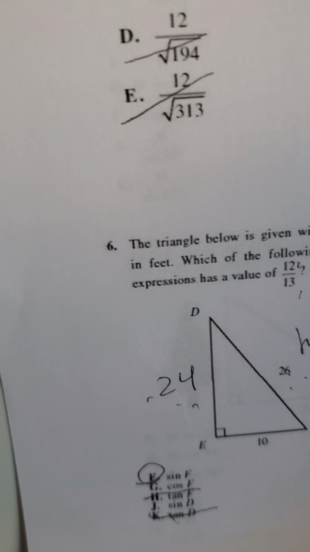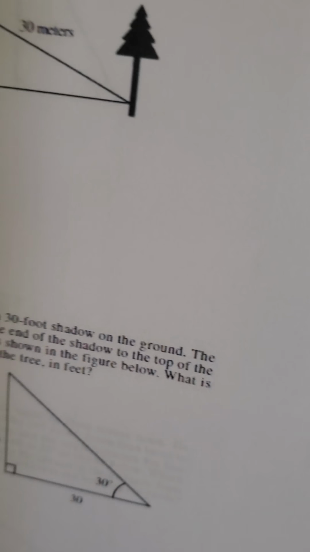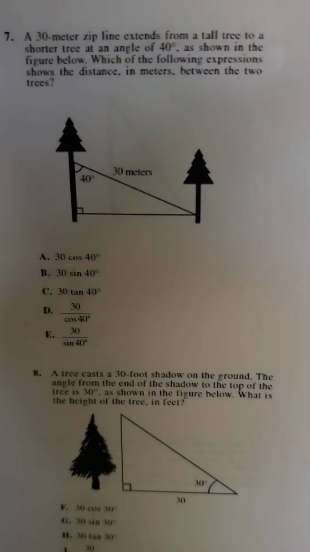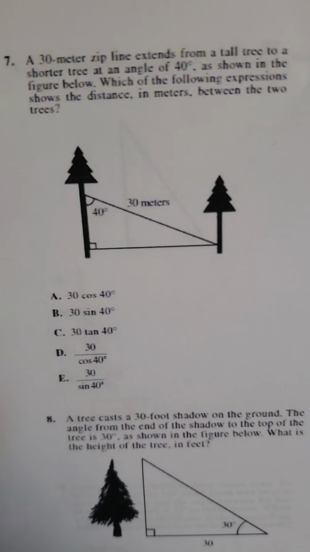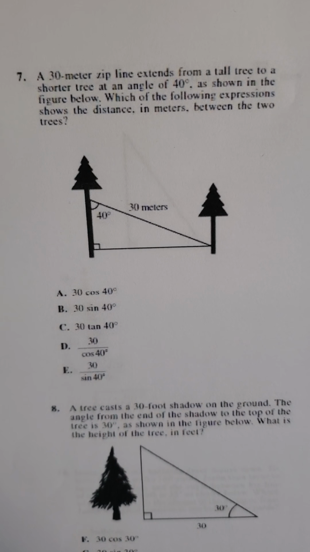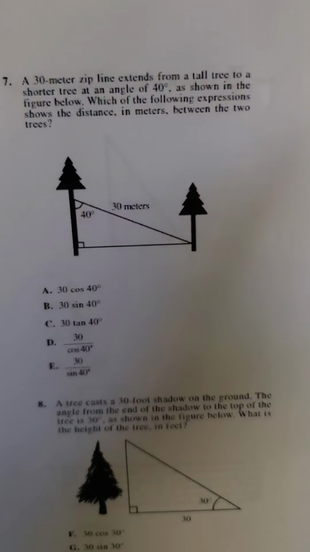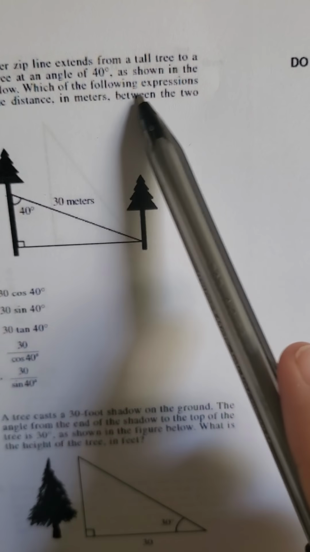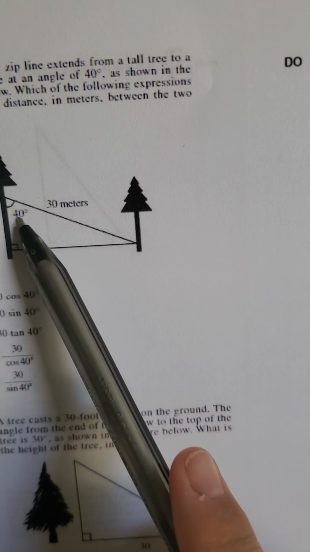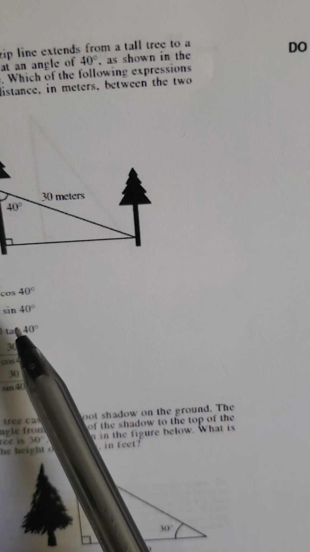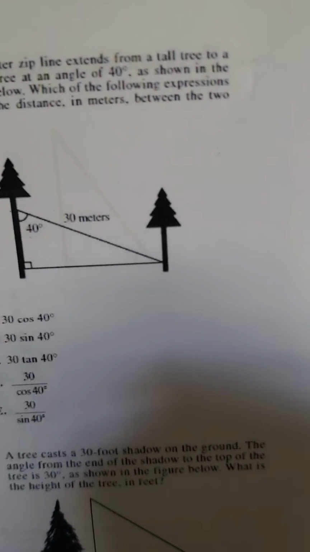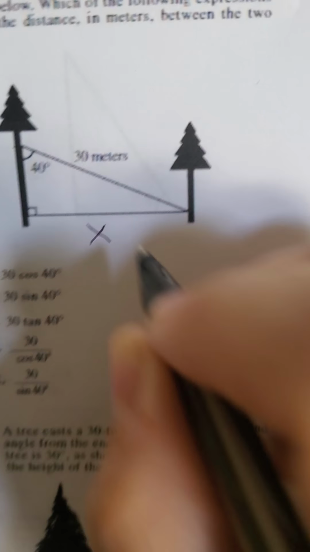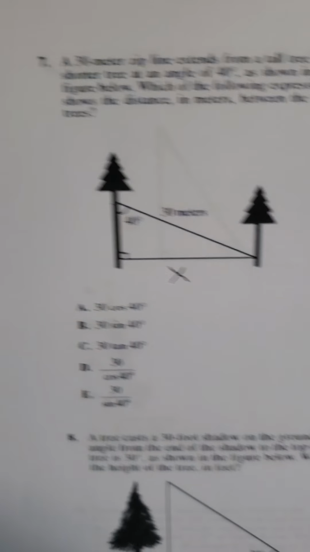Okay. Sorry, my pages are sticking together. Number 7. Oh, the wonderful tree question. They love to do trees. Trees and buildings and flagpoles. Okay. A 30-meter zip line, so this here, extends from a tall tree to a short tree at an angle of 40 degrees. Which of the following expressions shows the distance in meters between the two trees? So they want to know this here, right? How far is it between the two trees?